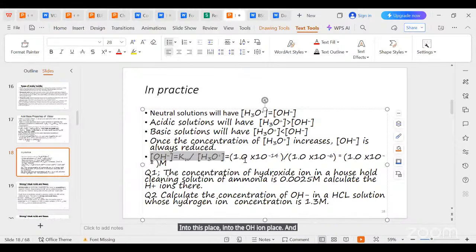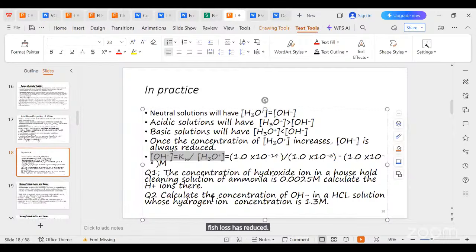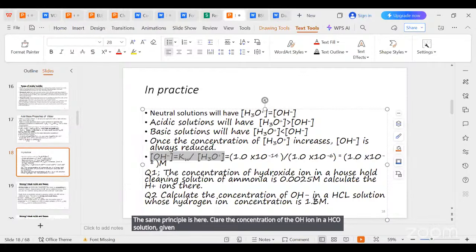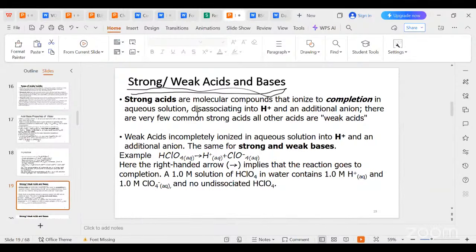And you know your Kw is constant, 1 times 10 raised to the power minus 14. But you don't know this because in this solution, it is not the standard, because we've changed the concentration of the hydrogen ion, so the H plus has reduced. The same principle is here. Calculate the concentration of the OH ion in an HCl solution, given that the hydrogen ion is this. So in this one it is reverse. You know this, you don't know this. It's straightforward. I hope everybody in this class can solve it.